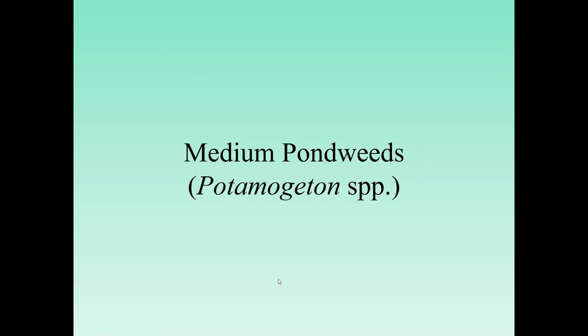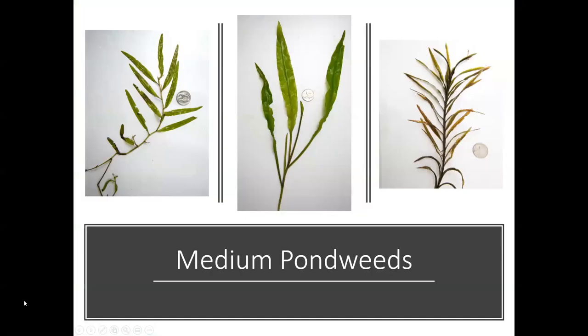All right, great, Paul. Well, thanks for getting us kicked off here. So the next group of pondweeds we're going to talk about are ones that we generally call the medium pondweeds. These have leaves that are a little bit narrower and typically a little bit shorter than some of the ones that Paul just talked about, but they're not quite as small as some of the small pondweeds, which will be our last group that we talk about after this.